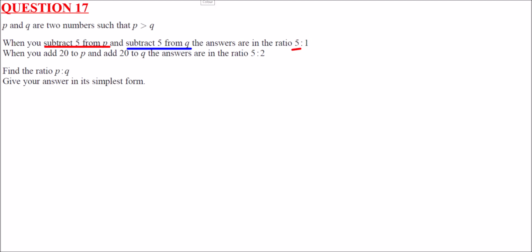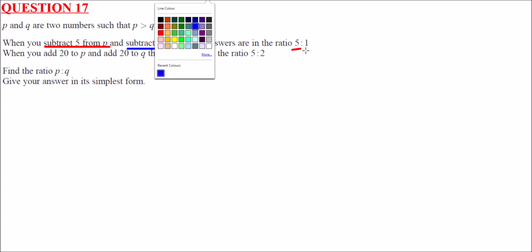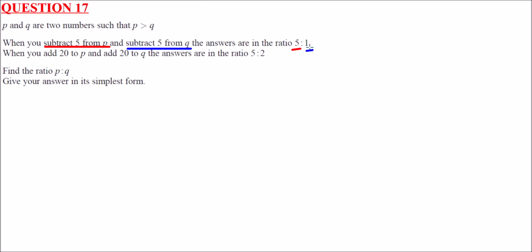So we can write this down as a relation. So first of all, subtracting 5 from P means P minus 5. And then subtracting 5 from Q, that would give us Q minus 5.